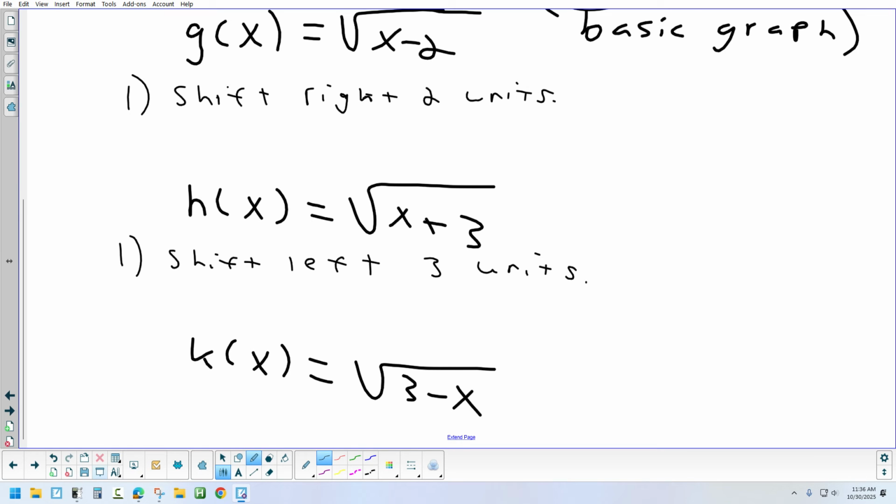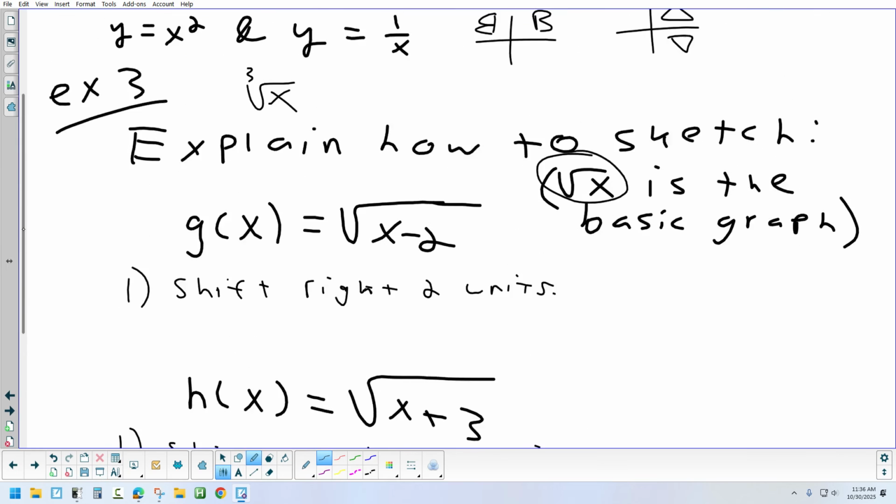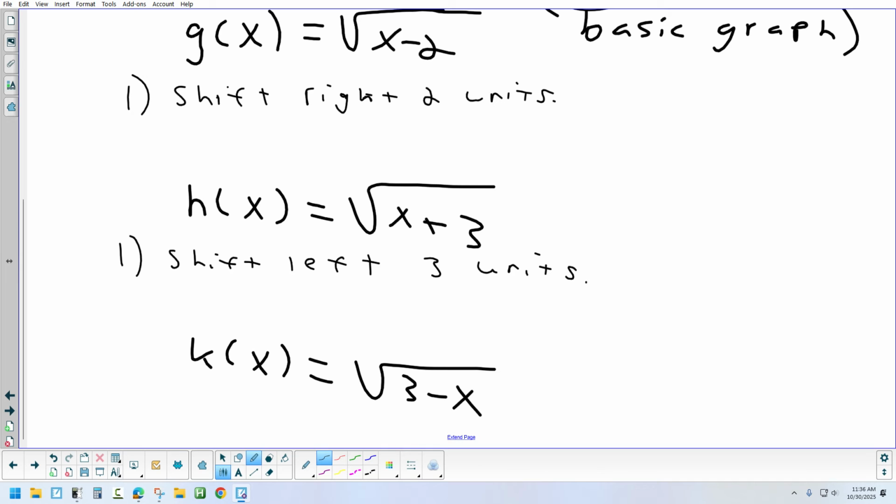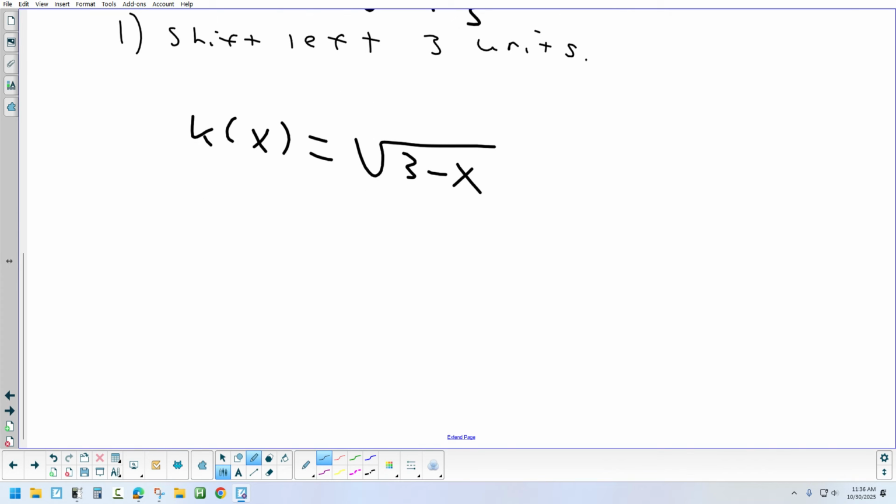What's wrong with that? Yeah. You put the X term first. Right, it's not set up to match the template with the ABCD that I gave you. How would you rewrite that so it matches it? Negative x plus 3, all under the root. Yep. Negative x plus 3.